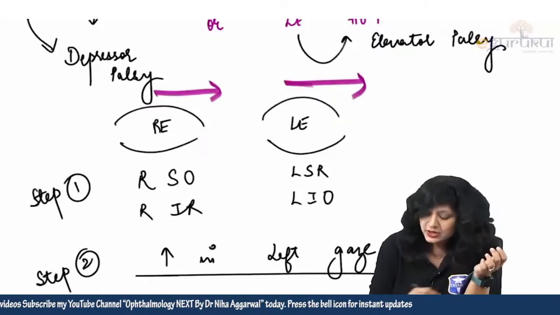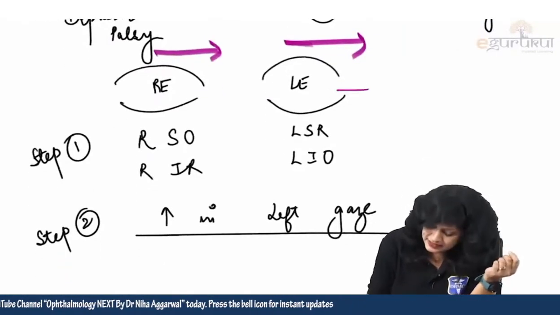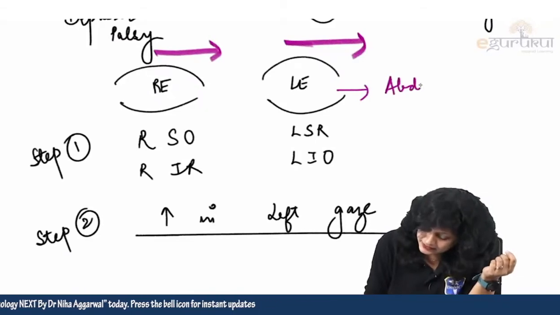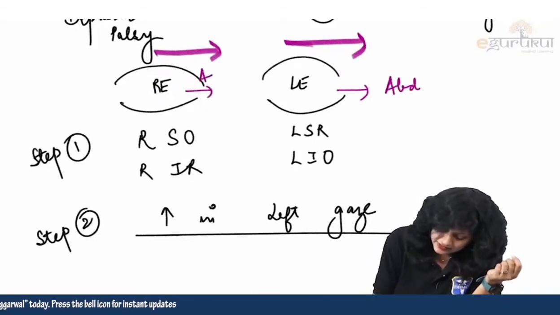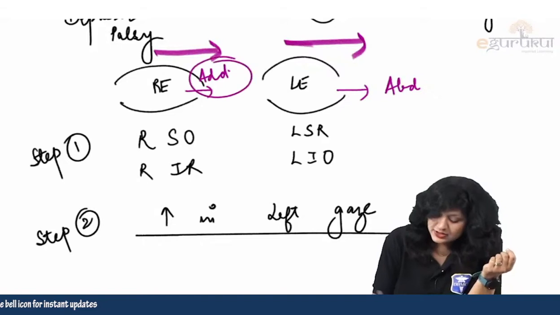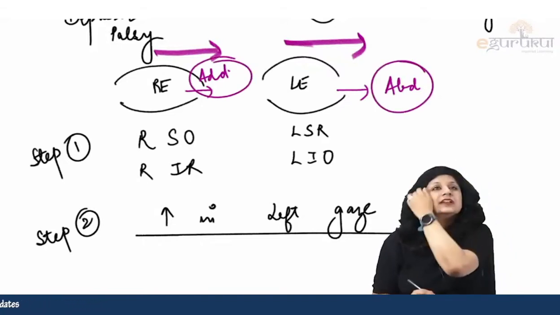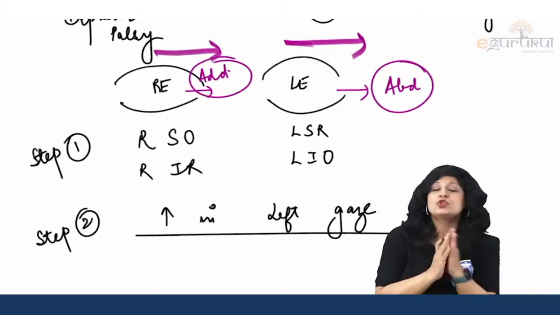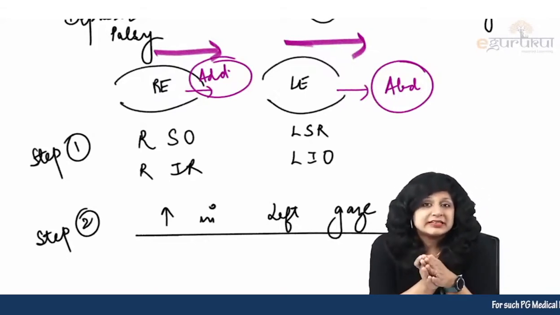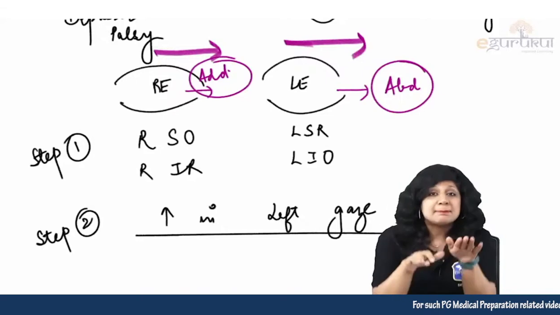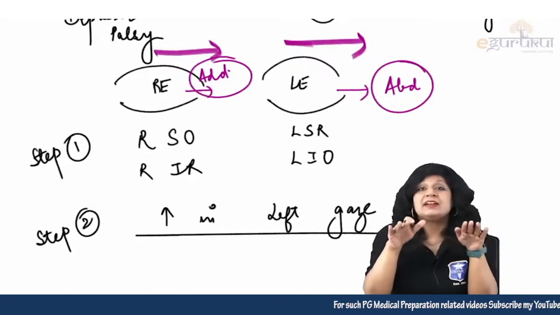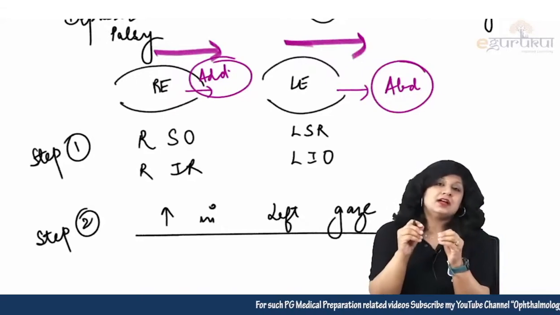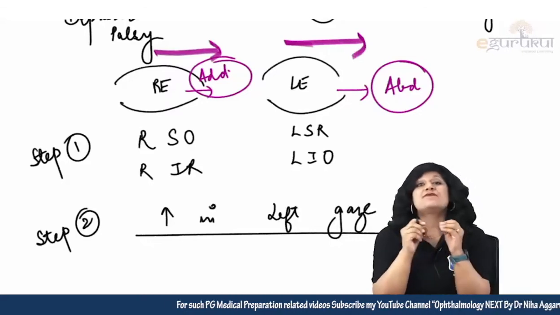Left gaze is this. So when the person is seeing in the left gaze, the left eye abducts and the right eye adducts. Okay, so adduction. Now many people get confused that recti are adductors and the obliques are abductors. No child, we don't have to see this here, guys. We have to see that the maximum elevation and depression in the eye takes place by which muscles.